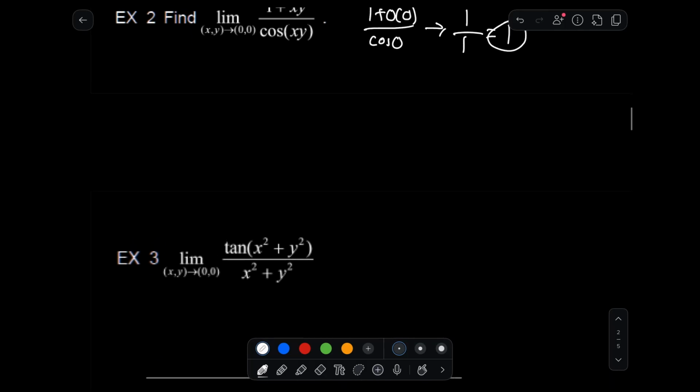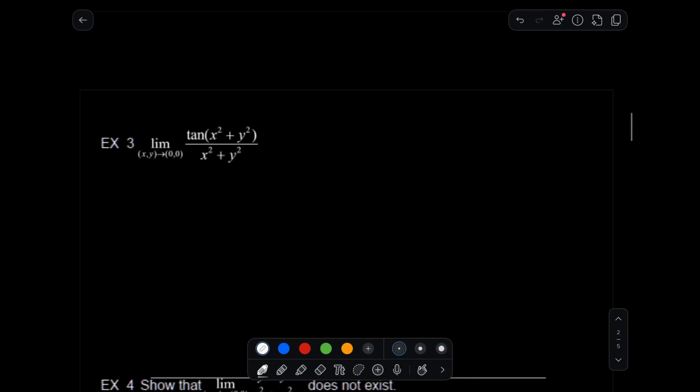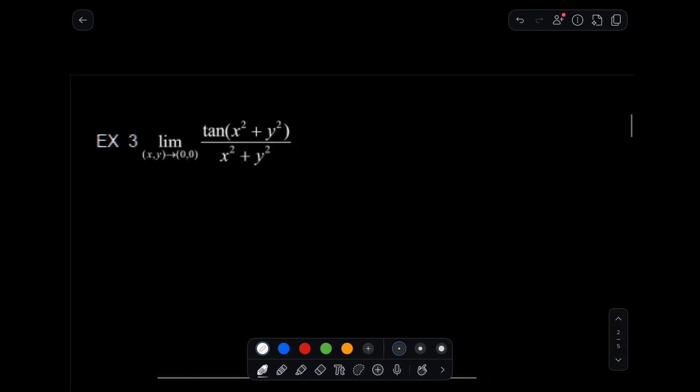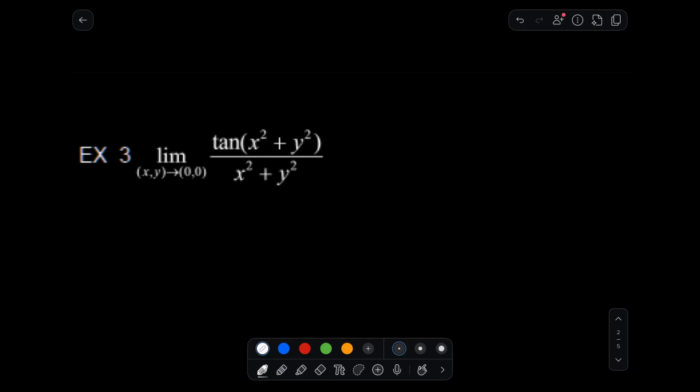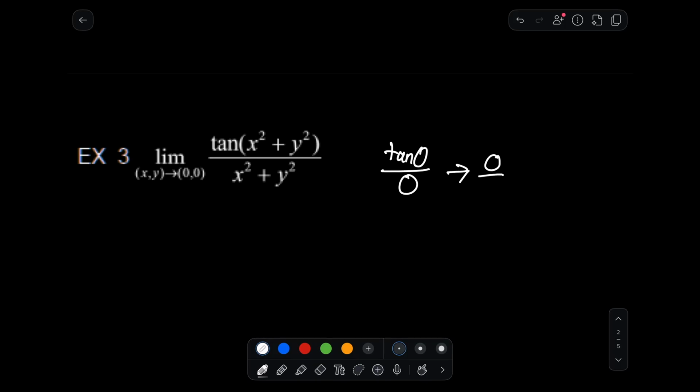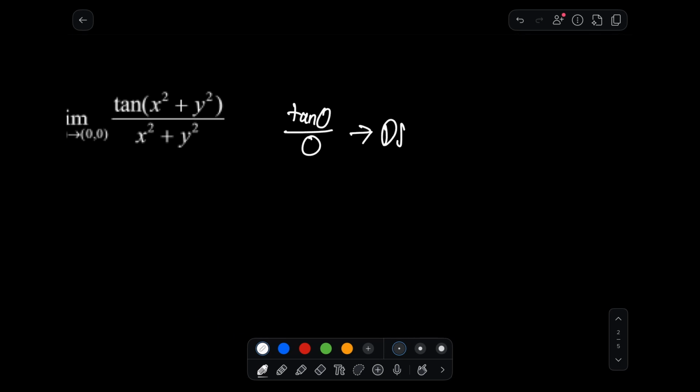And for example 3, this one's a little bit more tricky. So if you want to try this on your own, feel free to pause the video. Let's get right into it. Immediately what I'm seeing is, I'm going to just try a direct substitution of the values. We get tan of 0 over 0. This gets me 0 over 0. I don't like that. What could I do to make this easier on me? Well, I see we have the x squared plus y squared components here.